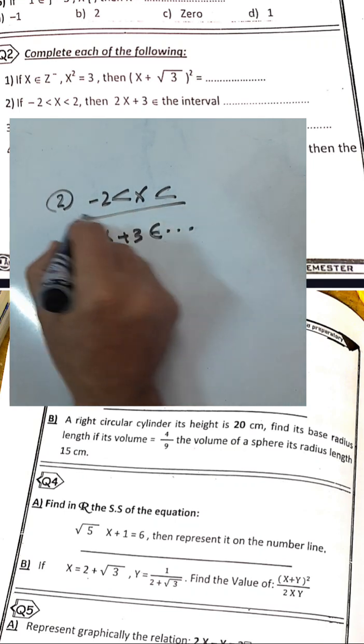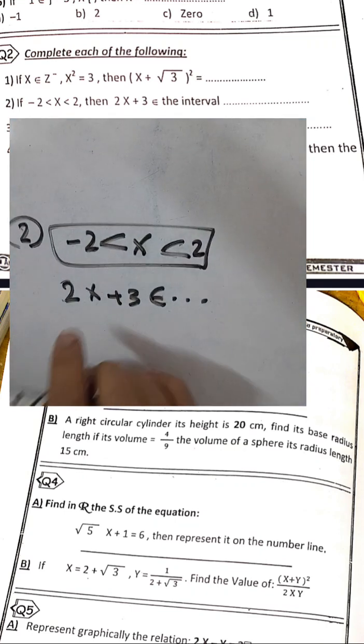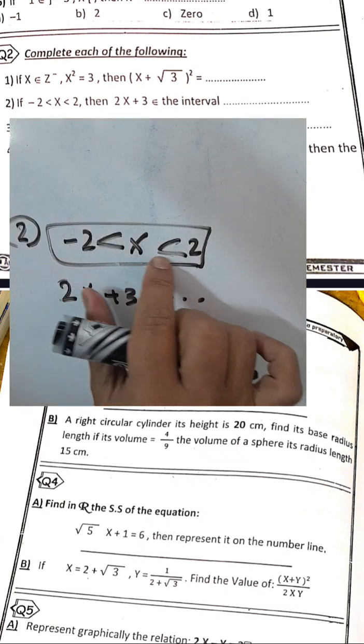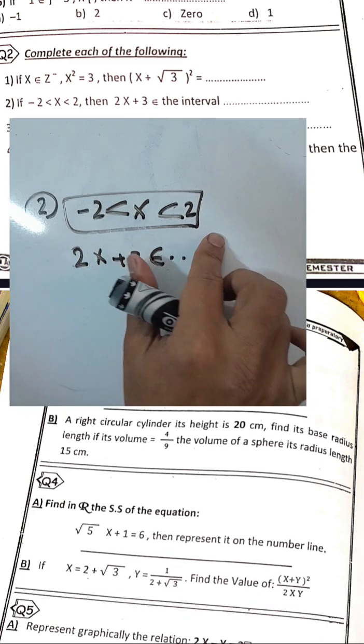We have this inequality. We must multiply by 2 and then add 2 to all parts: the left-hand side, the right-hand side, and the middle.